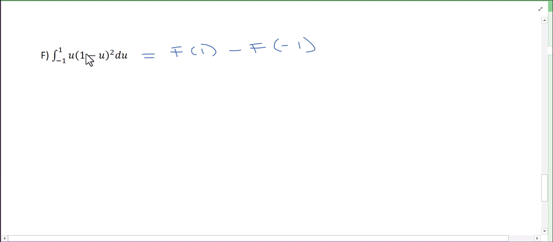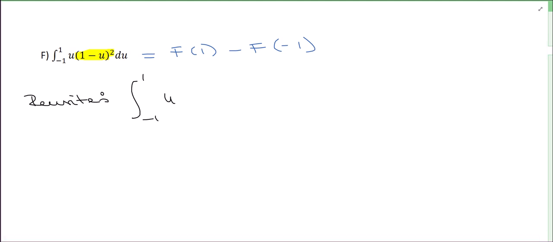But I have a product again, so let's be careful. You can't just integrate piece by piece, so we have to multiply it out. So let's rewrite. I'm going to have the integral of -1 to 1 of u times 1 minus u quantity squared, so we have to square the u minus 1 first, right? I can't bring this u inside. Order of operations tells me I have to do exponents first, and then we can do that multiplication. So this will be u times, let's square this out, 1 minus 2u plus u squared du.